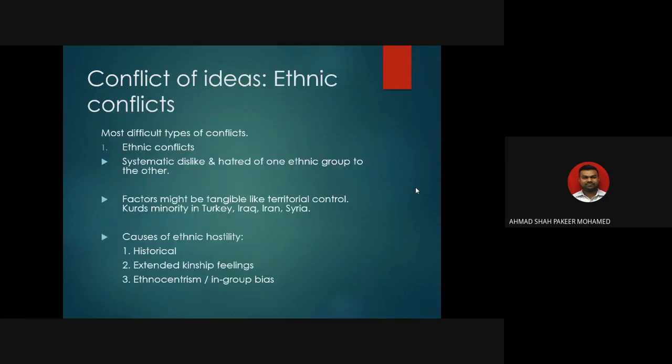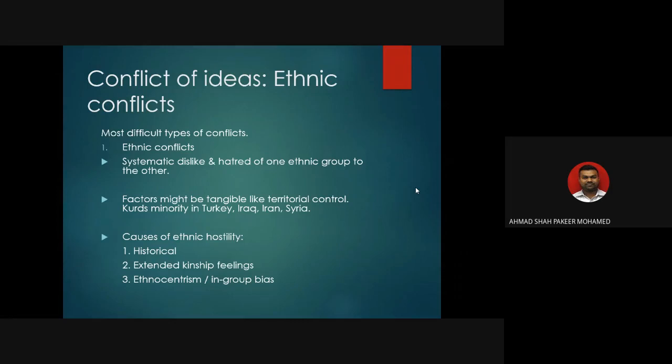Okay, so ethnic conflict. For example, one of the most difficult types of conflict is ethnic conflict, which is systematic dislike and hatred of one ethnic group toward others. For example, Hutu and Tutsi in Rwanda, Ambon, Bosnia, Chechnya. So this is what we call ethnic conflict. The factor might be tangible, like territorial conflict. For example, the Kurdish minority in Turkey, Iran, Iraq, and also Syria.